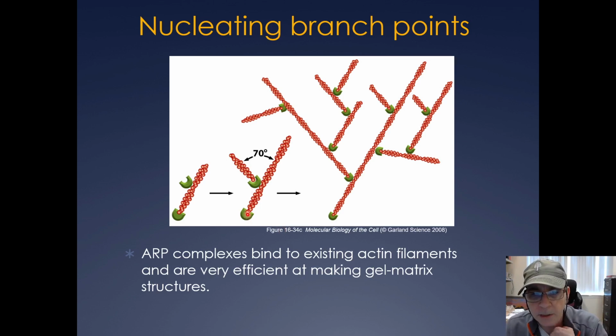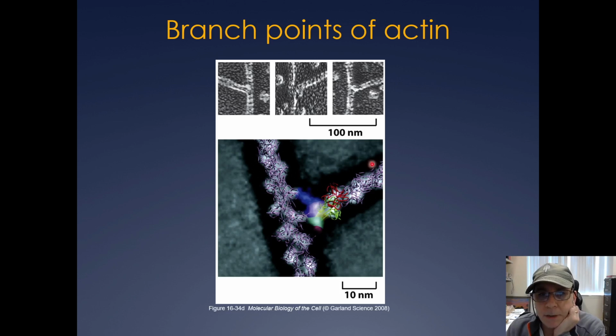to form. And here you can see the ARP complexes. They come off at a 70-degree angle and form this gel-like matrix, which then, as it grows, tends to push the cell forward. And here's just an EM of the branch points up top, and here you can see the cryo-EM structure where you have all of the actin and then the ARP complex coming off of it, and then a new actin filament coming off of that. And it creates these branch points, which once again have about 70 degrees of angle.